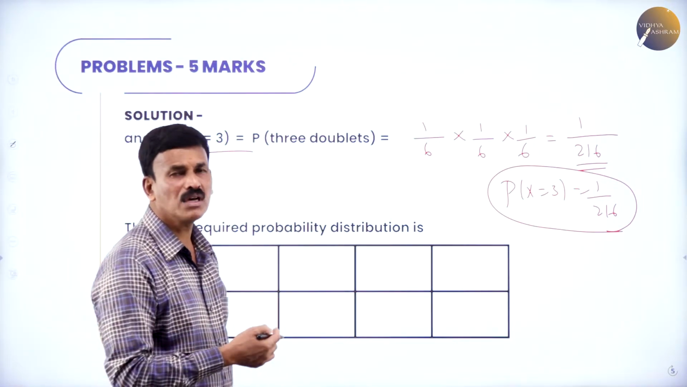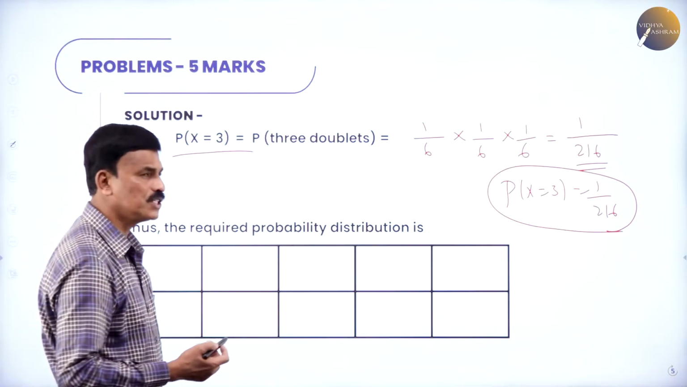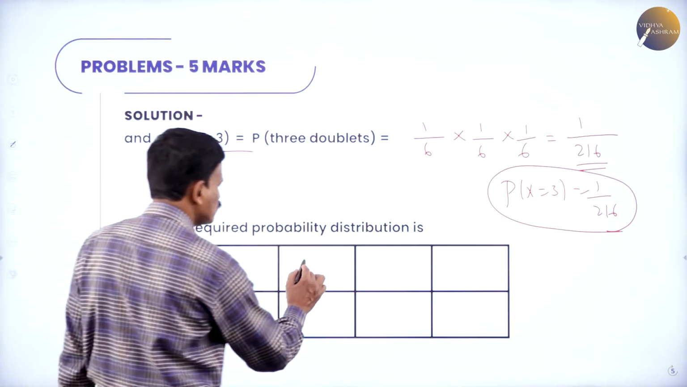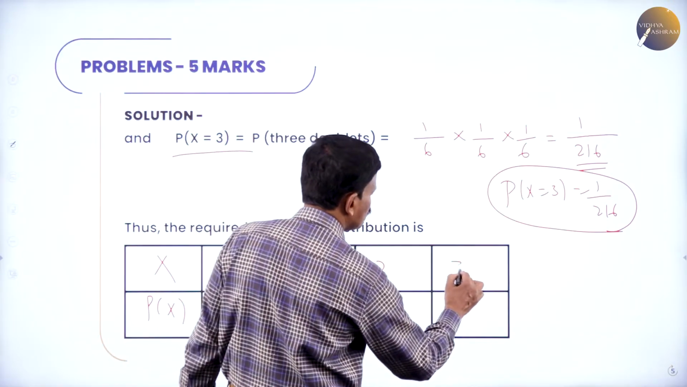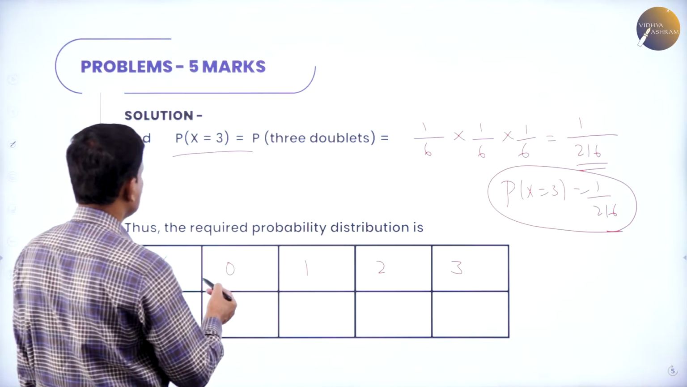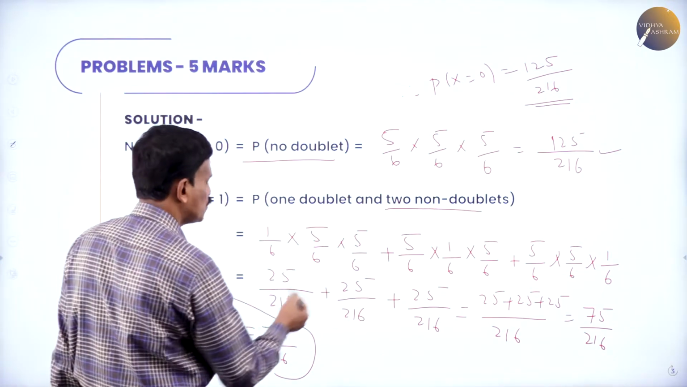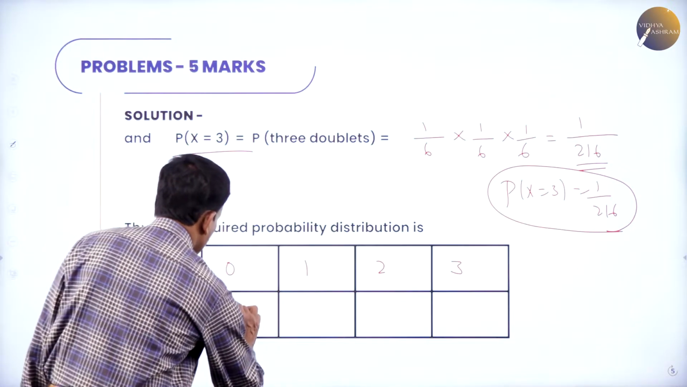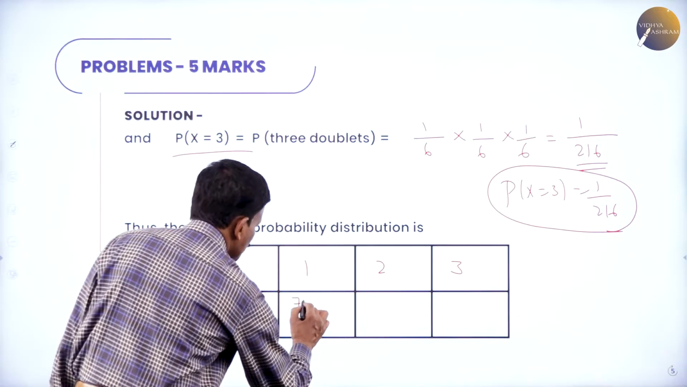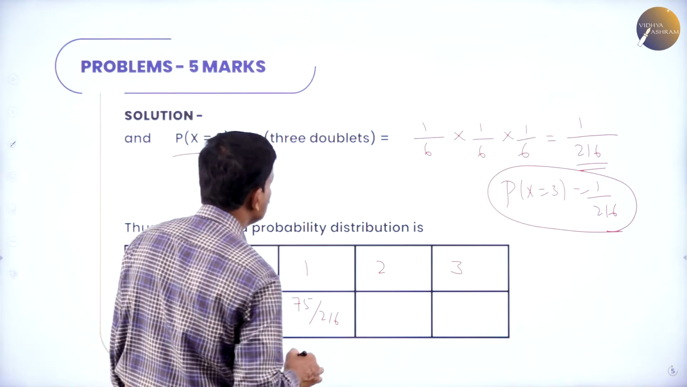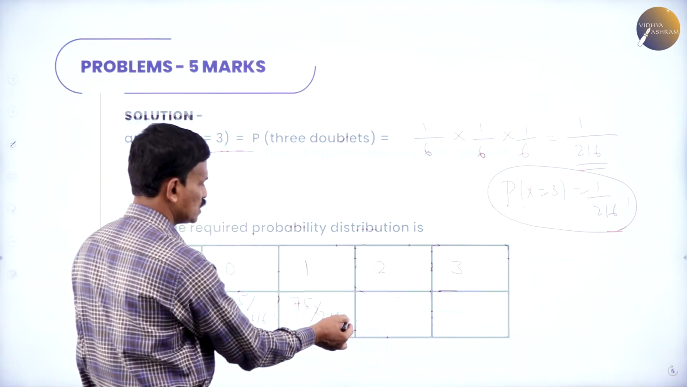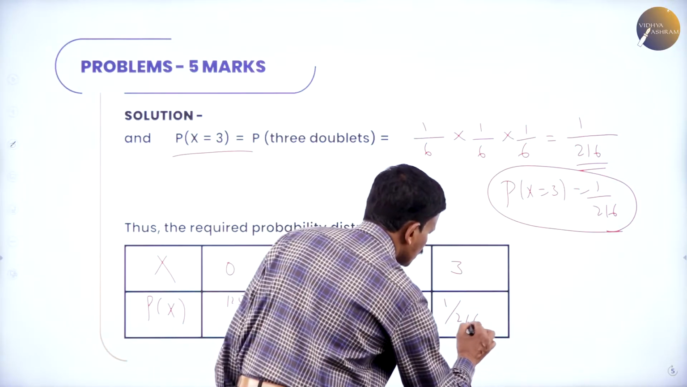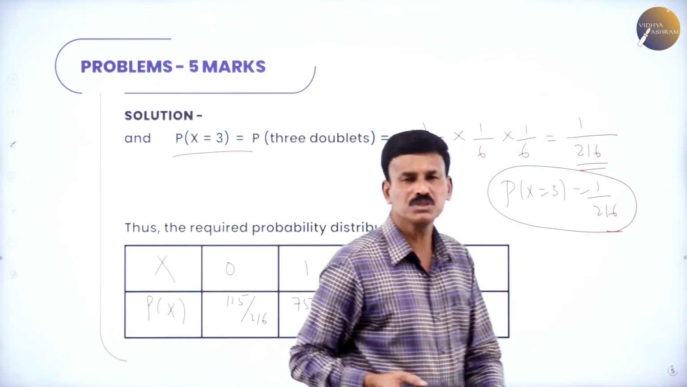Okay. Now, substitute these values in the distribution. Thus, the required probability distribution is, here it is x and P of x, when x is equal to 0, when x is equal to 1, and when x is equal to 2 and x is equal to 3. So when x is equal to 0, what we are going to get? 125 by 216. When x is equal to 1, 75 by 216. When x is equal to 2, it is 15 by 216. When x is equal to 3, this is 1 by 216. So this is the probability distribution for the given problem.